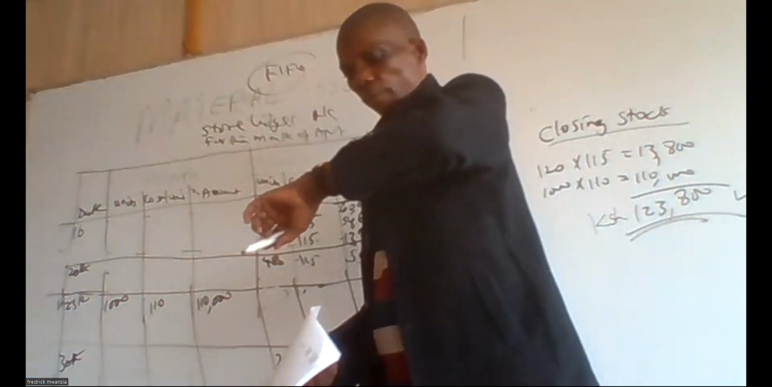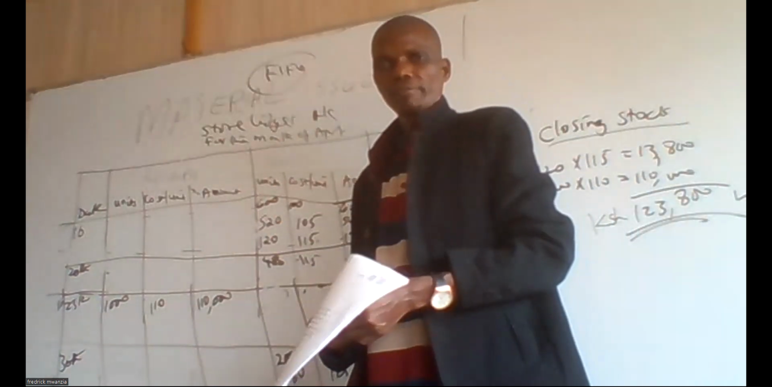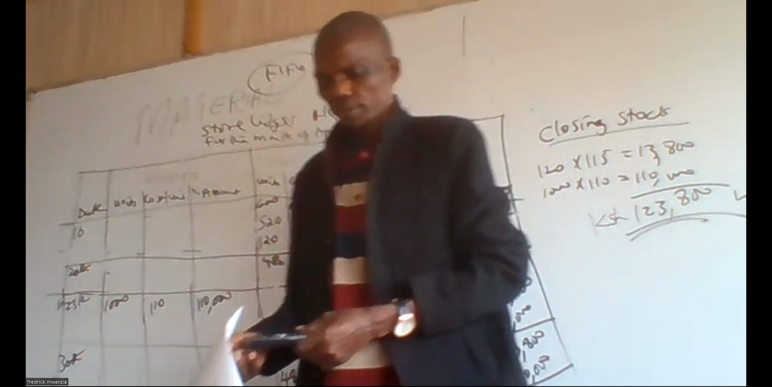1,000 and 110, that is 110,000. And then you add all this together: this is 800, this is 3, this one 123,000. That is the value of the closing stock using the first in, first out method. First in, first out method. That's the meaning.